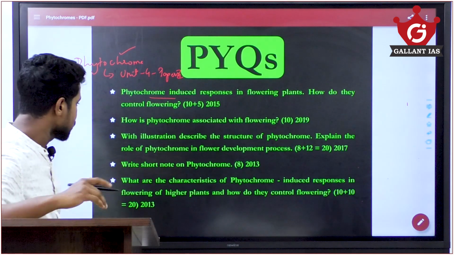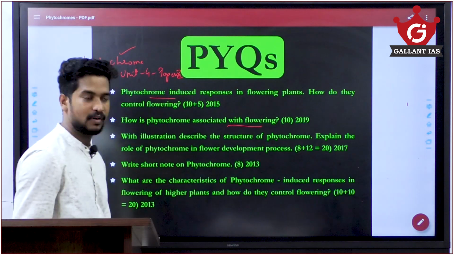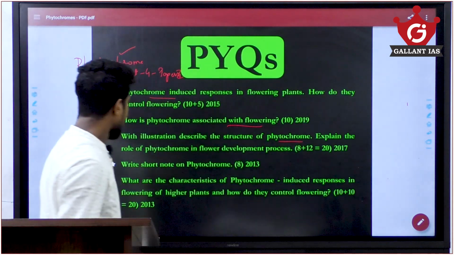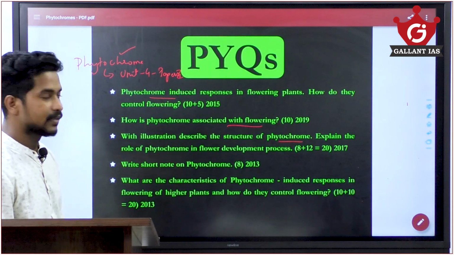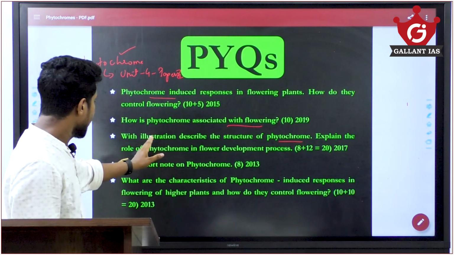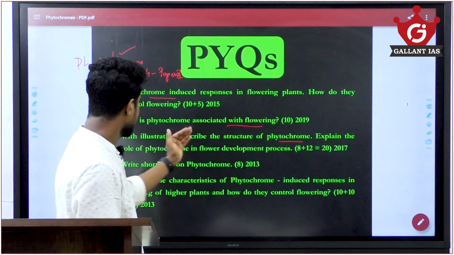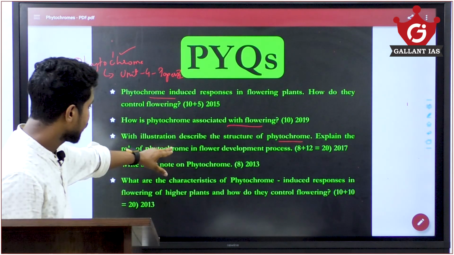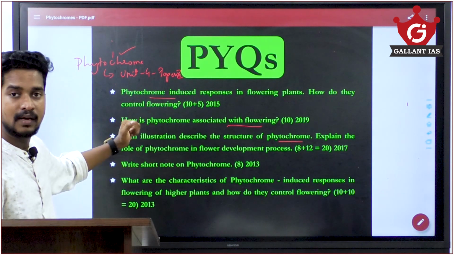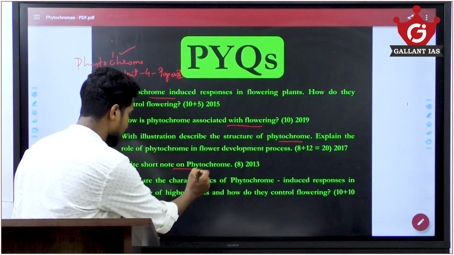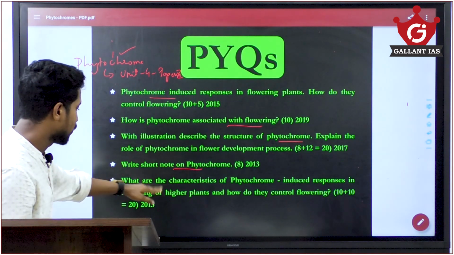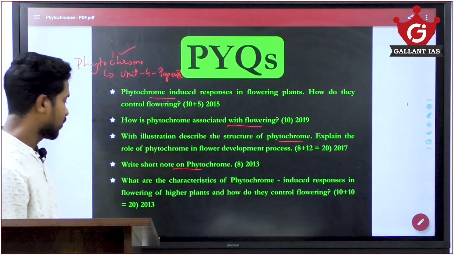Another question: how is phytochrome associated with flowering? With illustration, describe the structure of phytochrome. Explain the role of phytochrome in the flower development process. This question also has two parts. The first part demands that you write the structure of phytochrome, and the second asks you to explain the role of phytochrome in the flower development process. Another question: write a short note on phytochrome. What are the characteristics of phytochrome-induced responses in flowering of higher plants, and how do they control flowering?